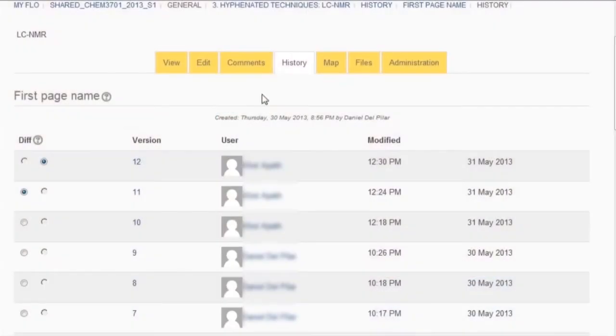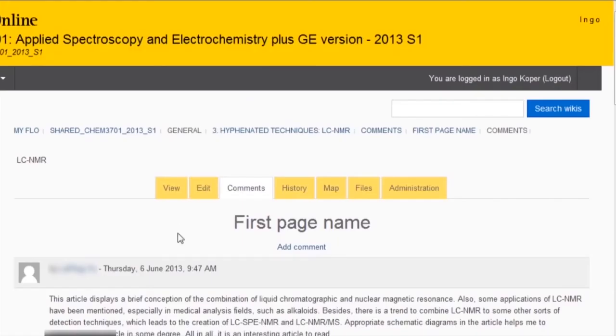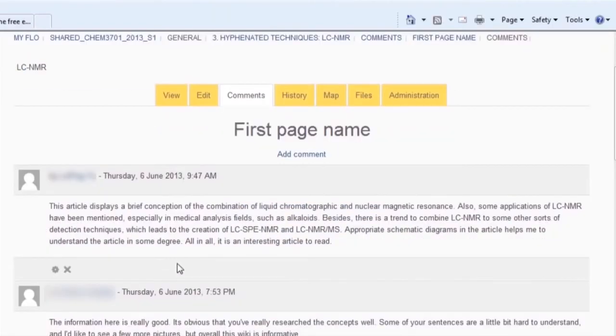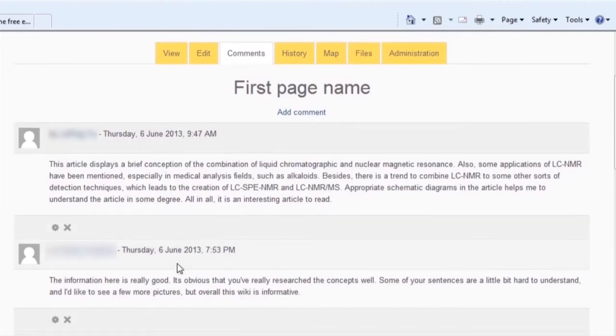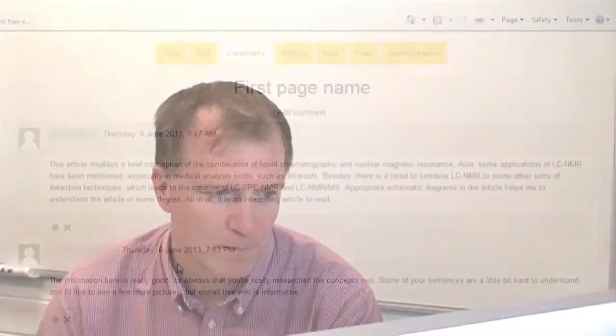The next part of the activity was to force the students more or less to also look at the other wiki pages that the other students had created. Every student had to comment on at least 2 other wiki pages. So they had to look at the products of the other groups and then give some comments and critical feedback on what they did.